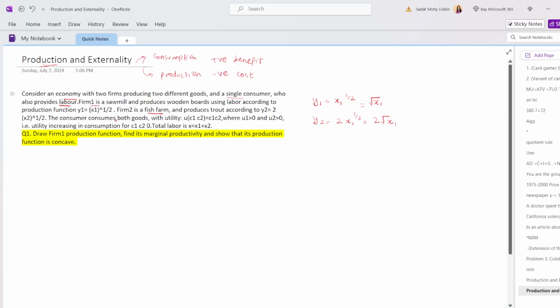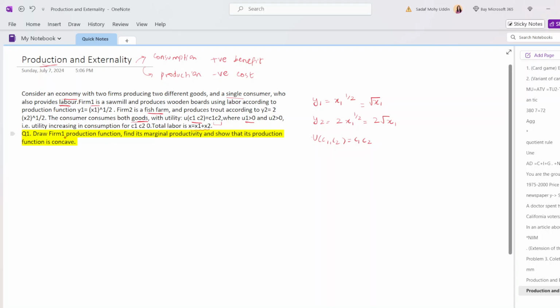The consumer consumes both goods, the wooden boards, as well as trout fish. Utility function here goes like this. Utility function is the multiplicative form of consumption of good 1 and consumption of good 2, it's C1 and C2, just the multiplicative form of these two. And the condition here is the utility of both of these goods needs to be greater than 0, and it needs to be an increasing consumption function like this. And the total labor here is the sum of x1 and x2.